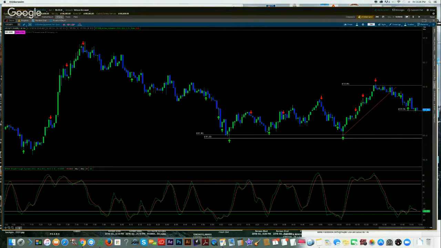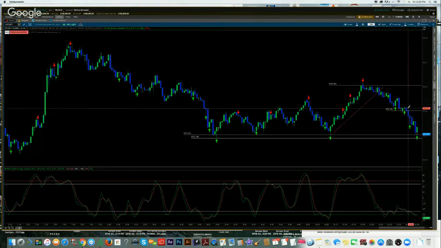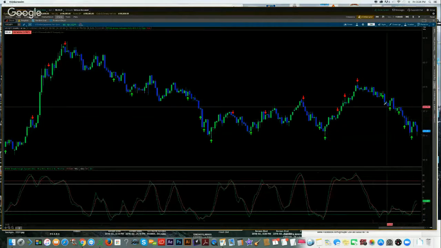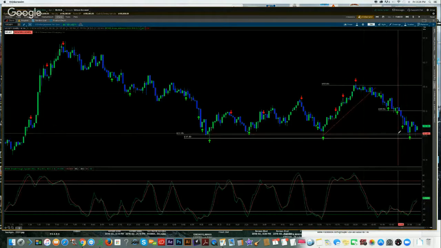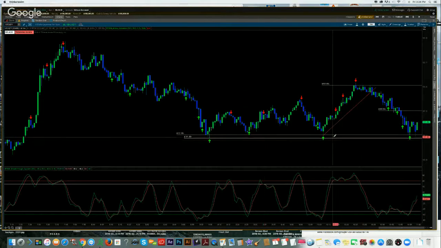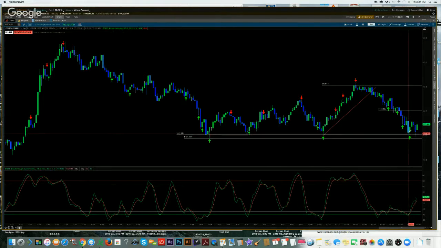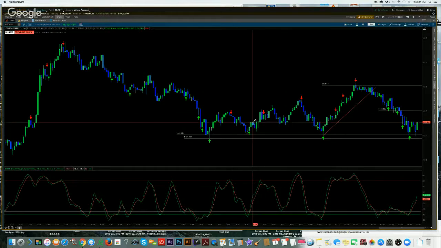As of right now, we don't have a confirmation yet. We only got the 1. So if it doesn't break this, see, and there goes the break. So that would have kept us from getting caught up in that. But as you see, it came down to our good support. This is the one that we want to respect, because this is a strong support right here. It's the lowest point that's been in a long time.